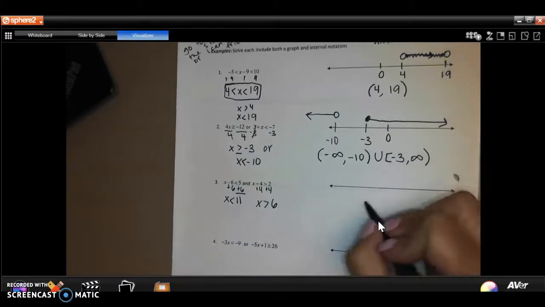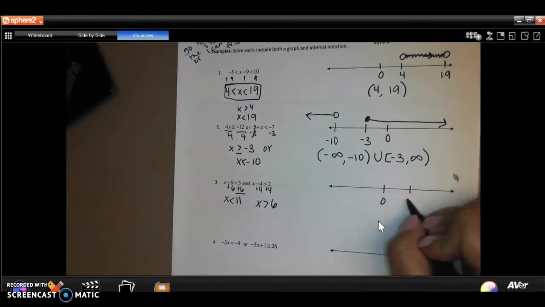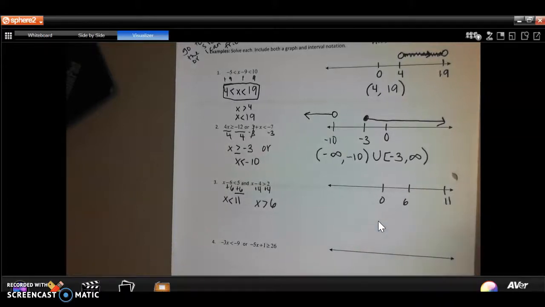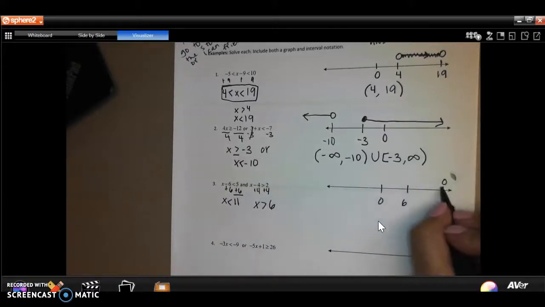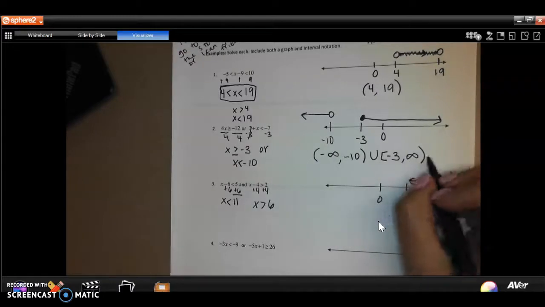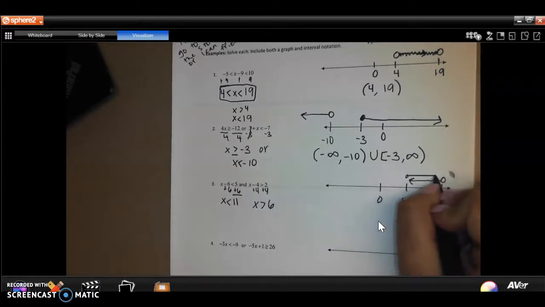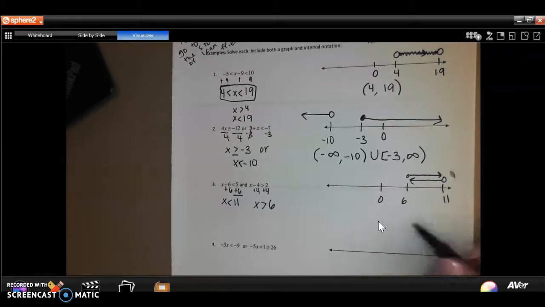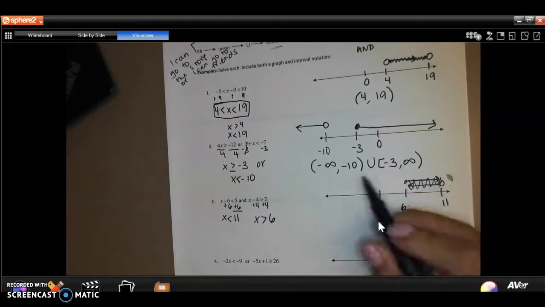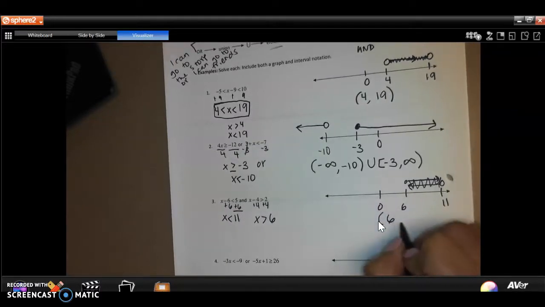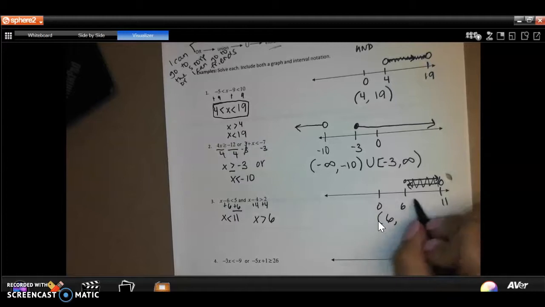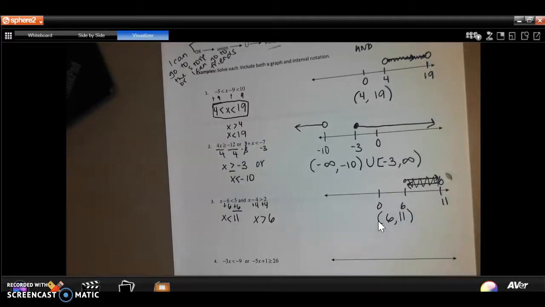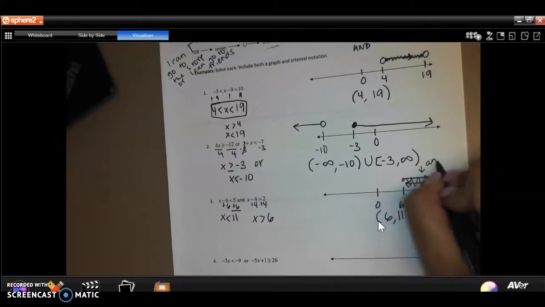All right, let's go in and graph. 0, 6, 11. X can be less than 11, and x can be greater than 6. All right, so interval notation. For this one, the smallest it can be, since we overlapped this, is going to be 6, does not hit, and then up to 11. So that's why I'm doing the parentheses. This indicates there's an and because of the overlap.